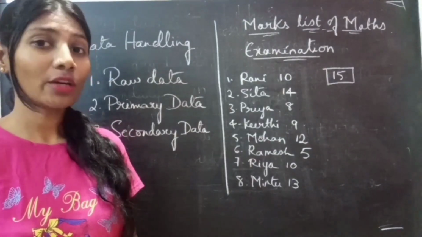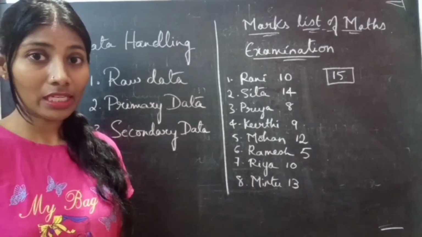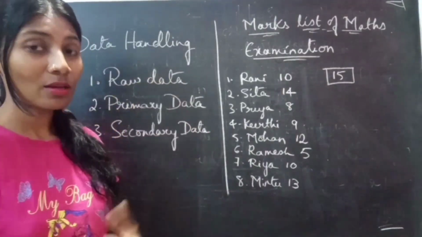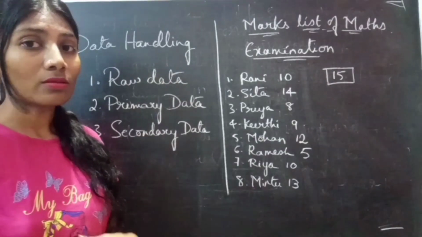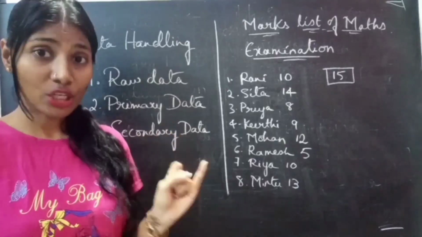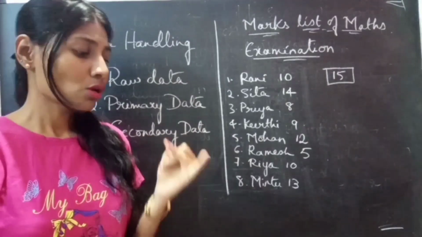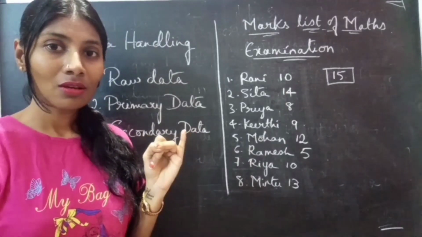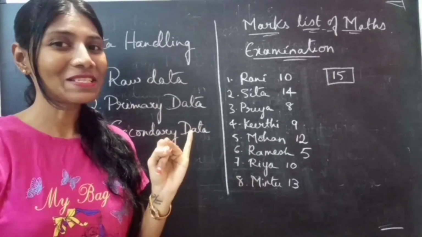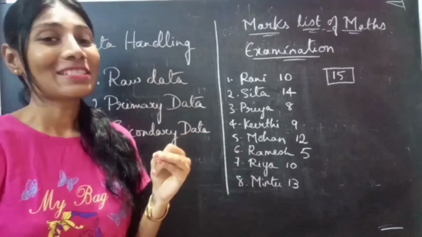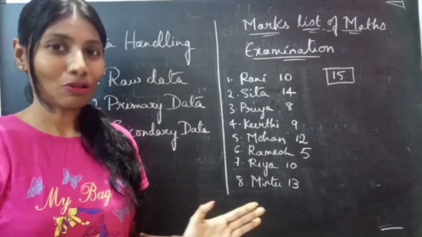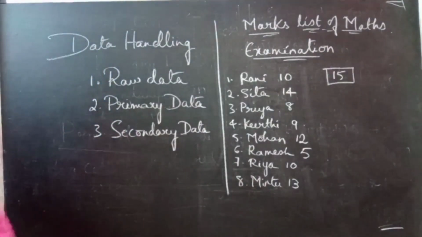In this video, we are going to see what is raw data, primary data and secondary data from data handling. To understand this concept well, we'll play a teacher game. Consider a teacher and a principal. The teacher will monitor the classroom and the principal will monitor the teachers, right? To play this game, we need a classroom with a set of teachers. So let's start.